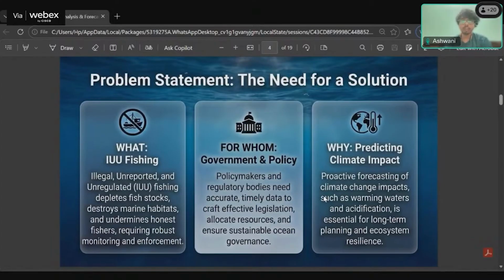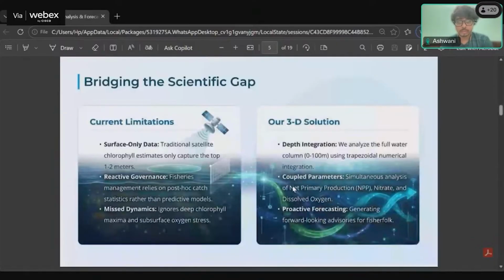So what are we currently doing and how is it different from the current solutions? The limitation of the current solutions is that they are using only satellite data and only taking very few parameters, two parameters, into account, which makes this whole prediction a little bit limited. Like they just take only satellite data and they take a depth which can only capture the readings up to the depth of 1 to 2 meters.